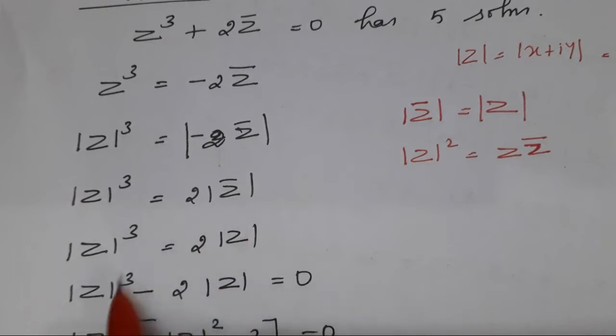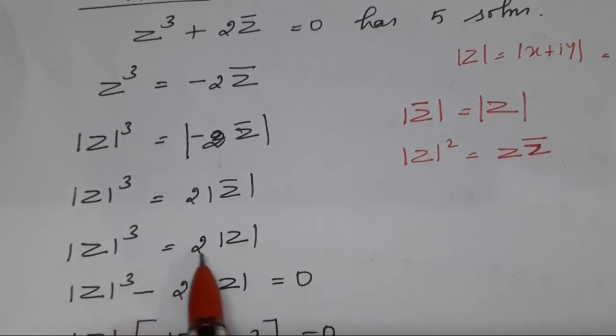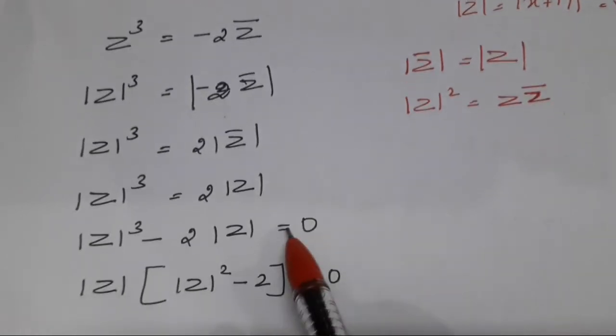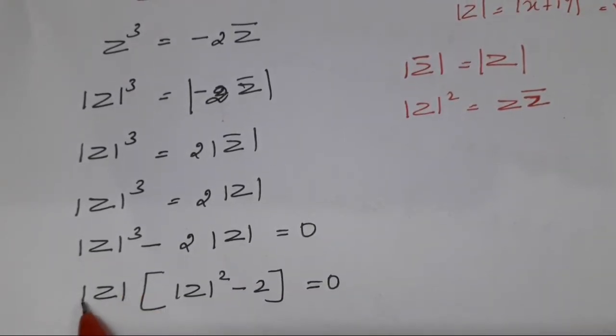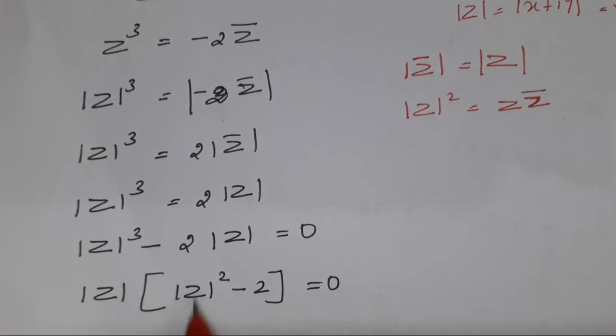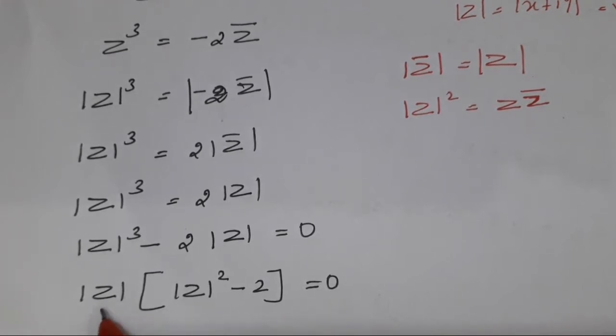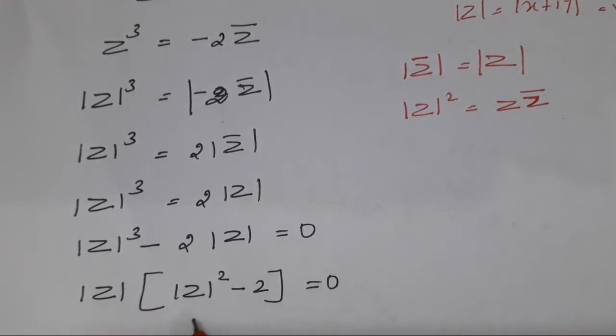This comes to the left hand side. Modulus of z cube plus 2 modulus of z becomes, minus 2 modulus of z, equal to 0. Now take modulus of z outside. What happened? Modulus of z cube minus 2 into modulus of z; taking modulus of z outside, it becomes modulus of z into modulus of z square minus 2 equal to 0. So we have two solutions: modulus of z equal to 0, as well as modulus of z square minus 2 equal to 0.